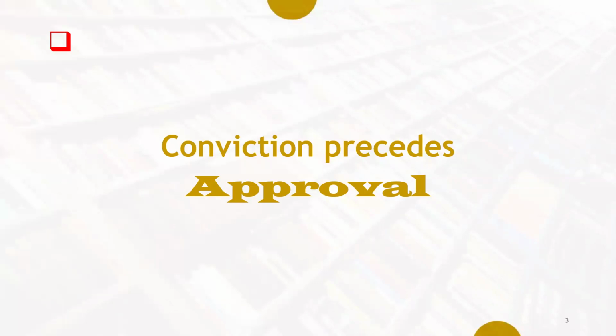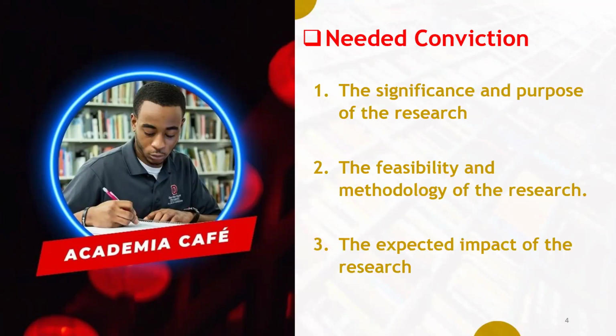So the question is, what do you need to convince the reader of? I can't speak for all institutions or academic committees, but obviously there are three things you need to convince the reader of. One, the significance and purpose of your research. Why is your research important? Is the specific problem or gap in knowledge your research addresses clearly stated? What is your research focus? What will you be covering? What will you not be covering?